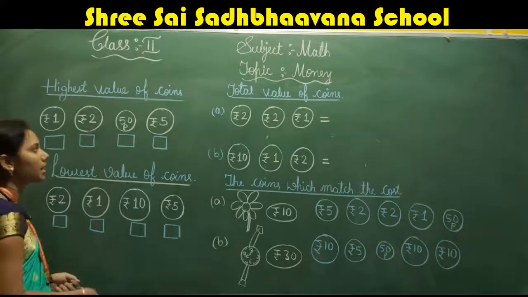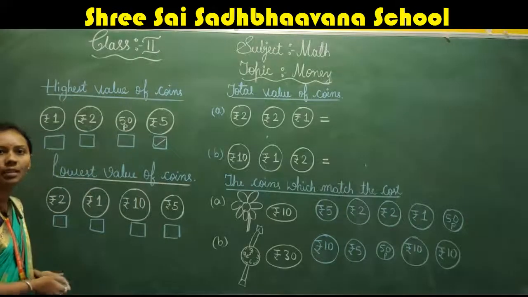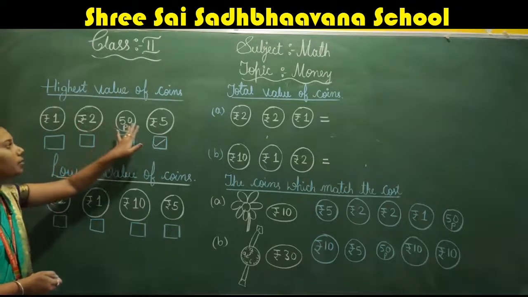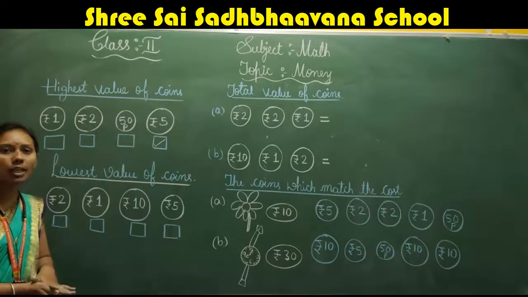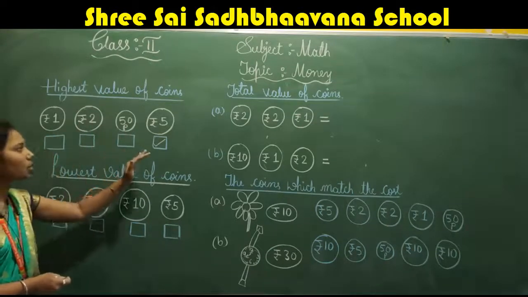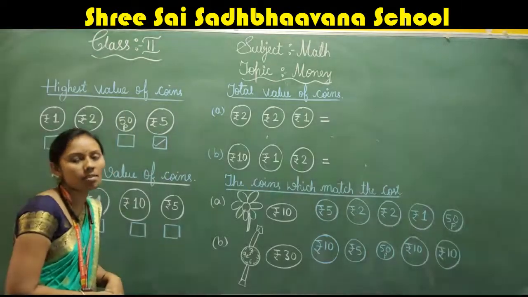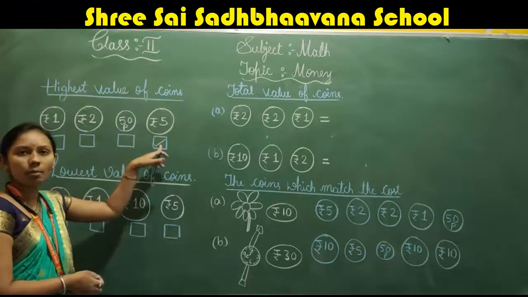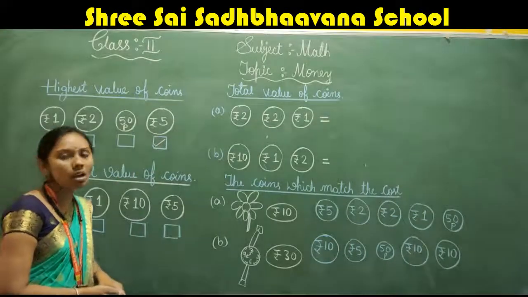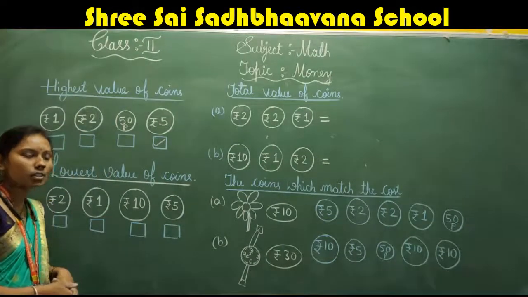Okay, so let us take the value of the 5 rupee coin. Here we can see a 1 rupee coin, 2 rupee coin, 50 paise coin, and rupee 5 coin. Among all these coins, the 5 rupee coin has the highest value. So we are going to tick it to show that rupee 5 has the highest value of coin compared to all other coins. Right, children?